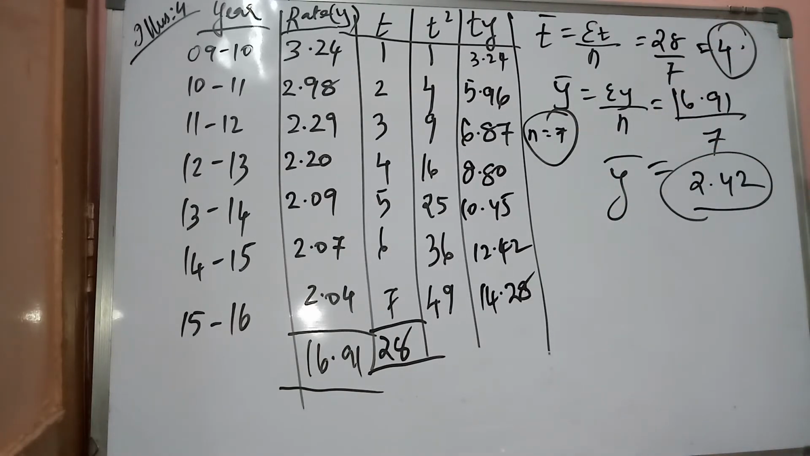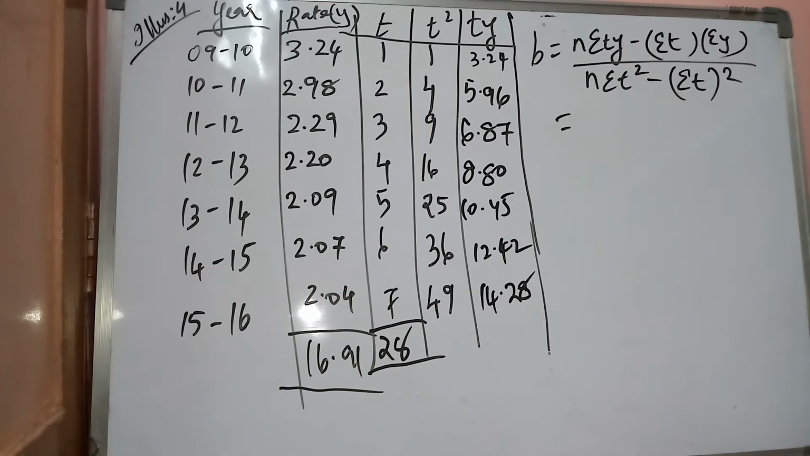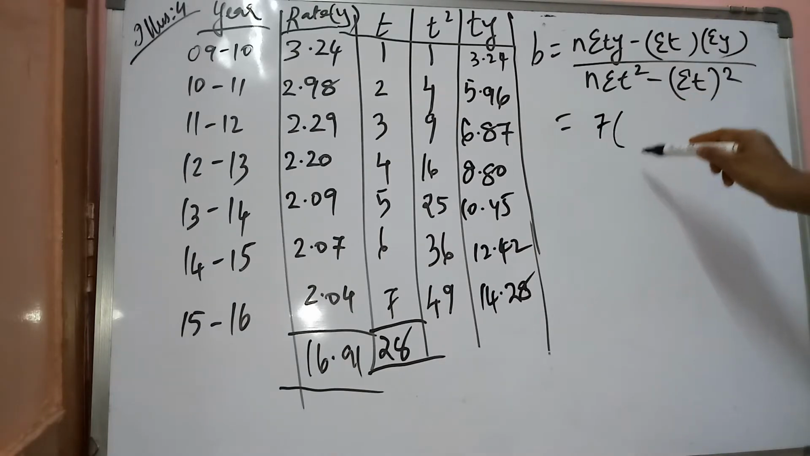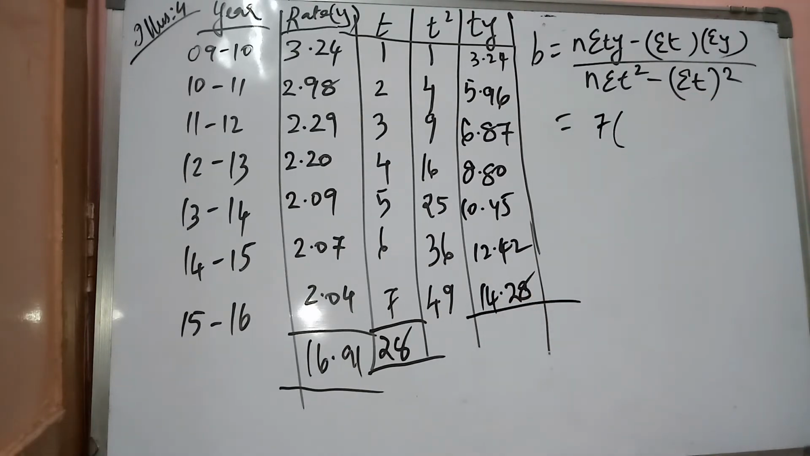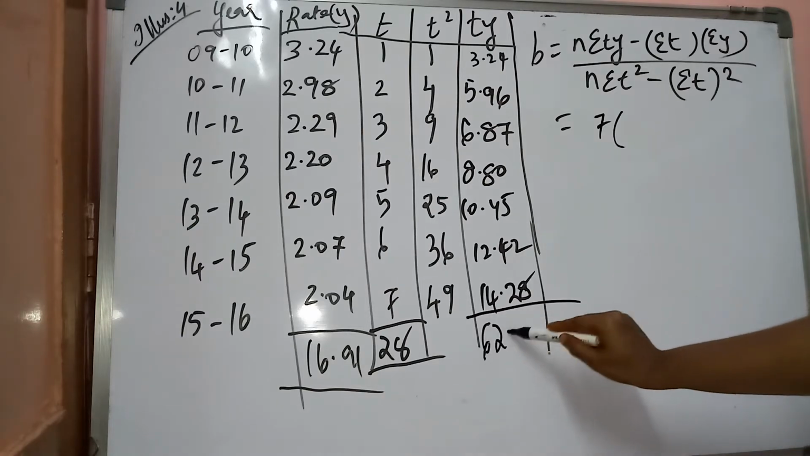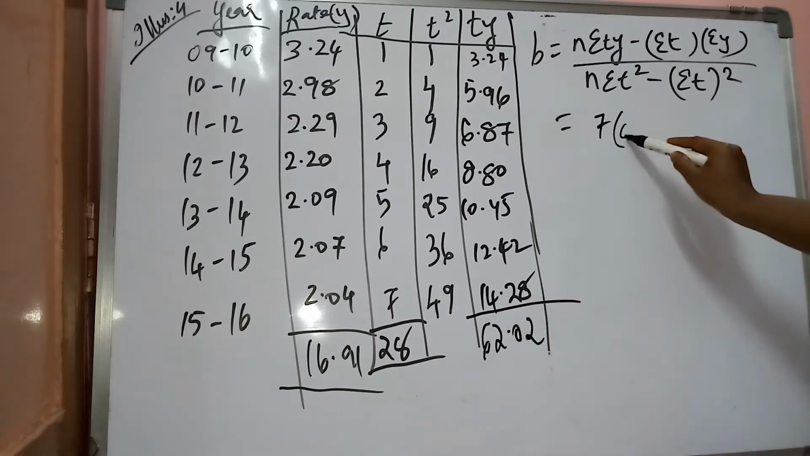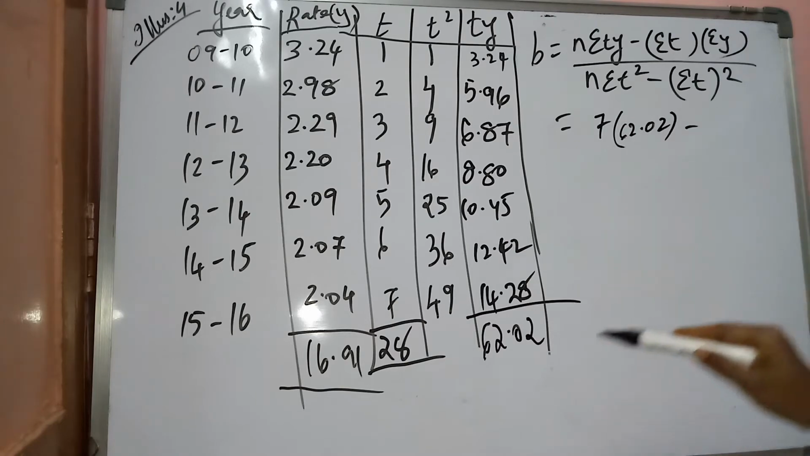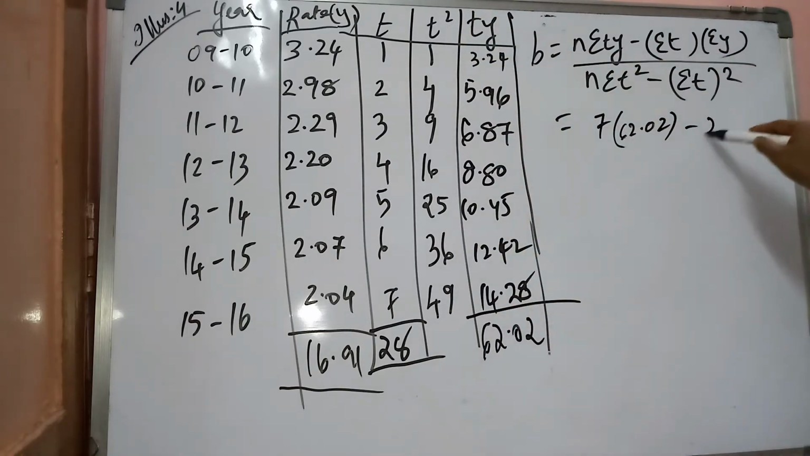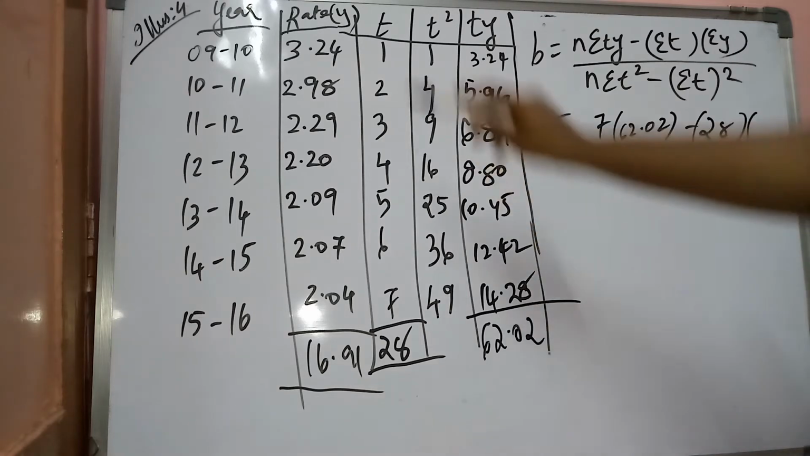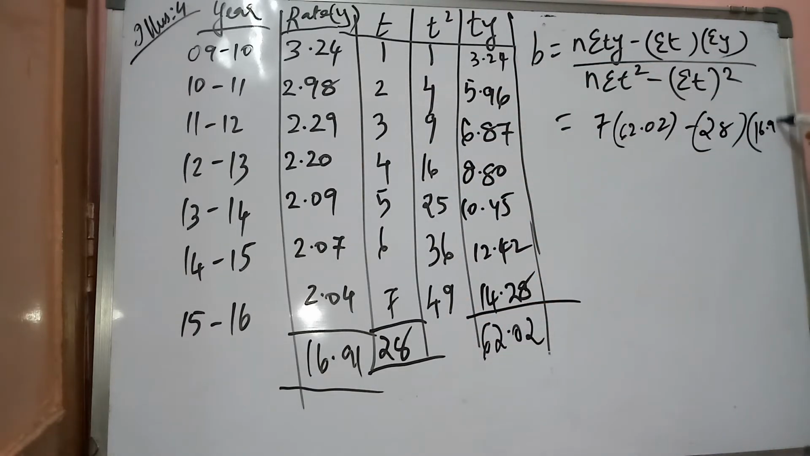Then you have to find out your b. So let's do that. So the formula is b is equal to n into sigma ty minus sigma t multiplied by sigma y, divided by n into sigma t square minus sigma t the whole square. N is your 7, sigma ty, you have to take the total of this. Total is 62.02. Right? So multiply it over here. Minus sigma t. So sigma t is 28 multiplied by your sigma y is 16.91.